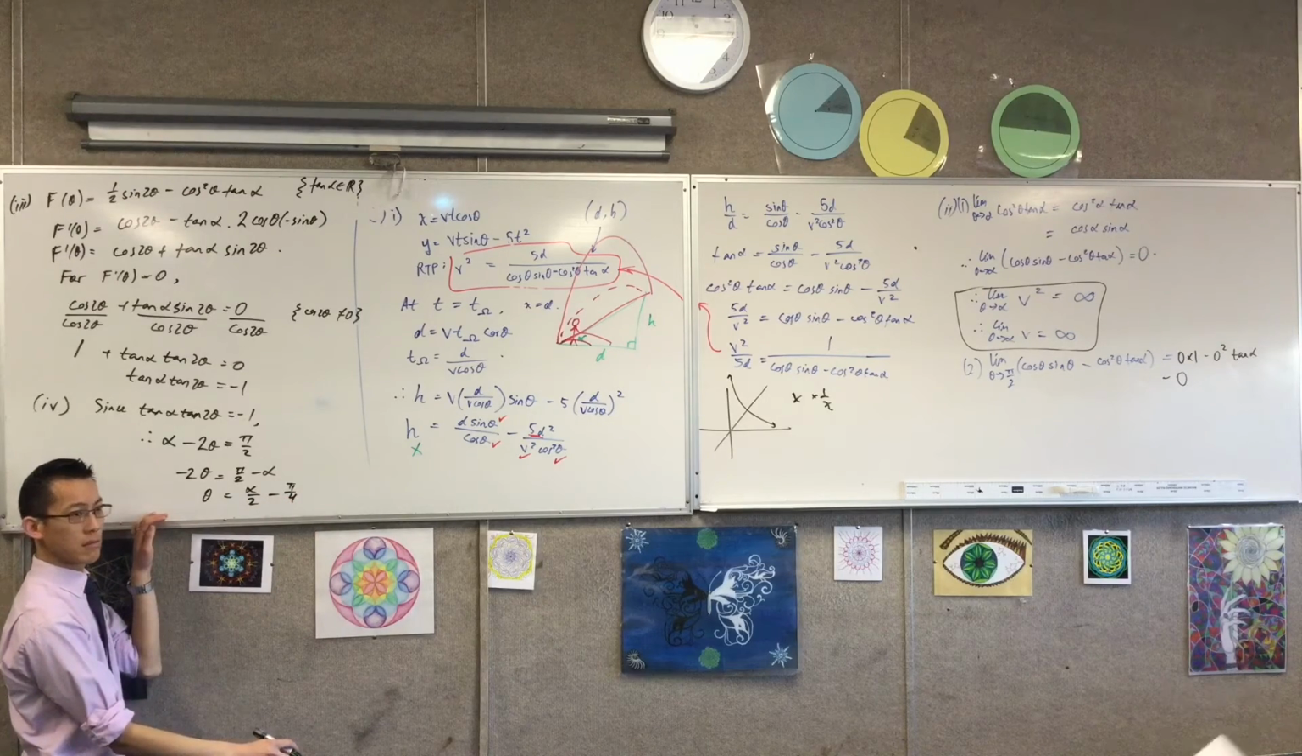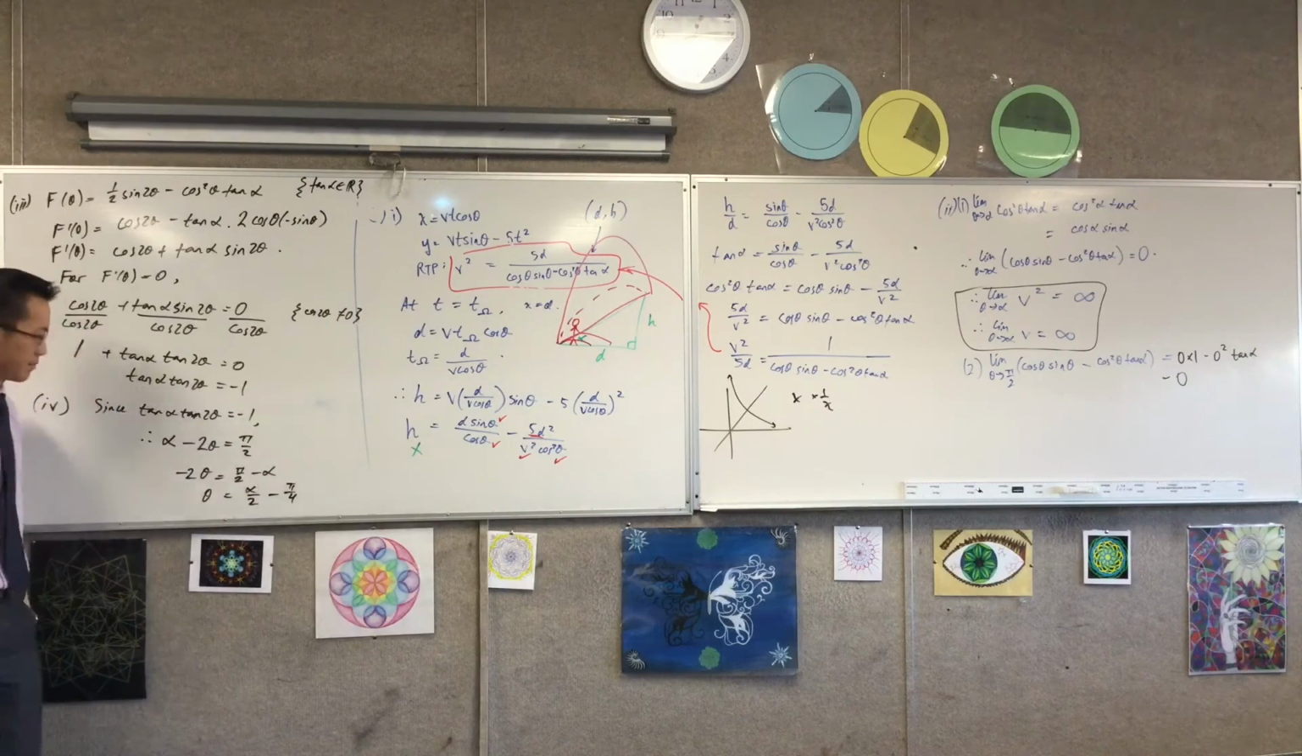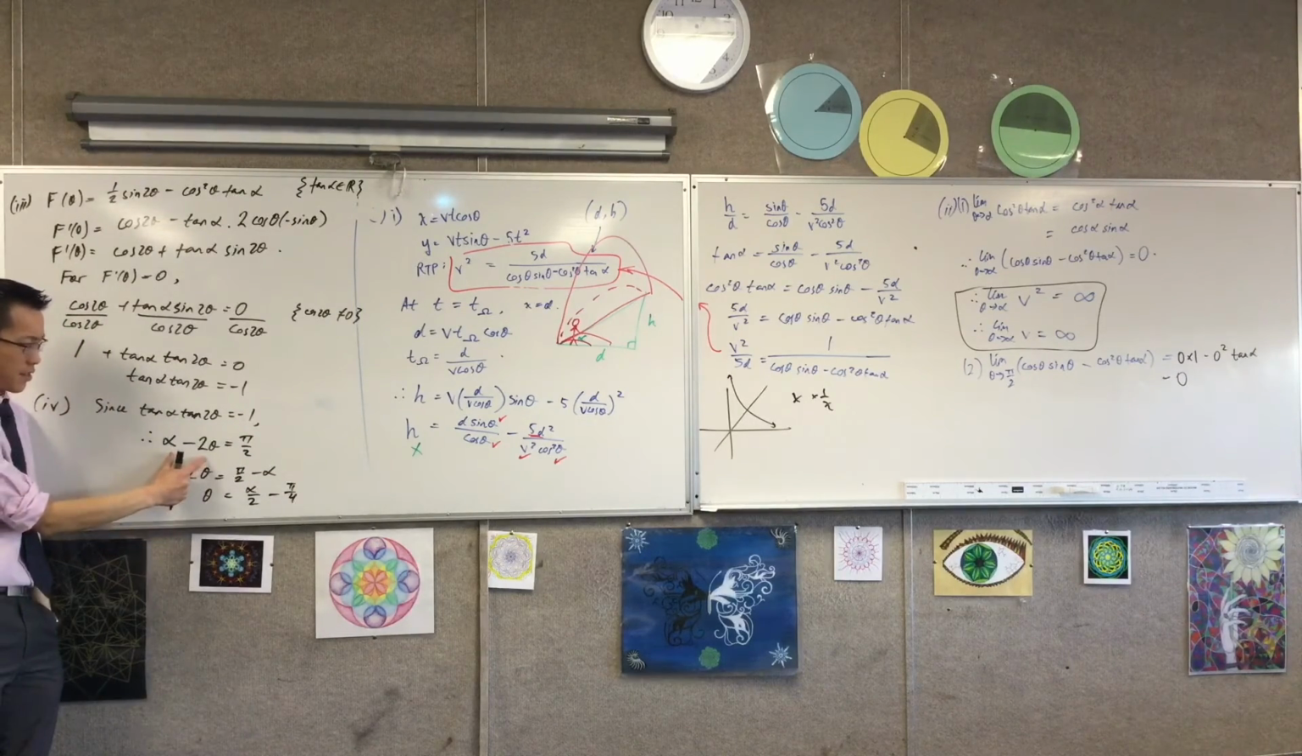We want plus. But you moved the alpha, the acute angle, so it should be 2 theta minus alpha. So these guys are in the wrong order.